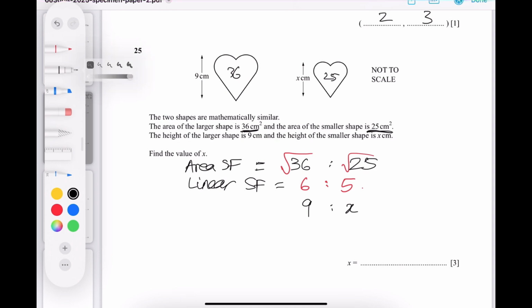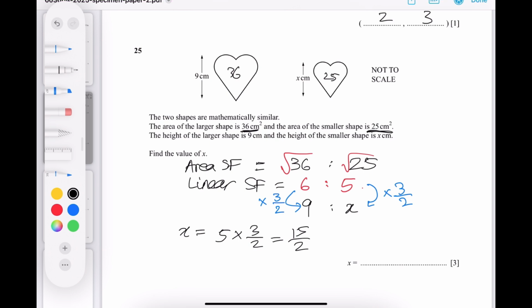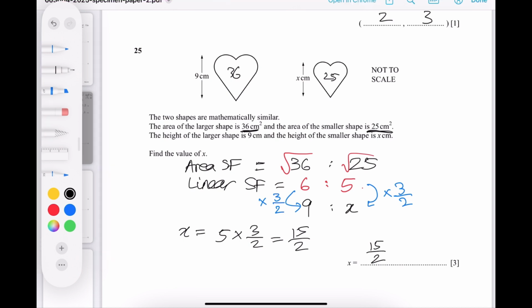So now the same thing we do every time when converting. To get from 6 to 9, we multiply by 3 over 2. So therefore we do the same to the other side. So 5 multiplied by 3 over 2. So x is equal to 5 multiplied by 3 over 2, and that's equal to 15 over 2. So therefore x is 15 over 2.